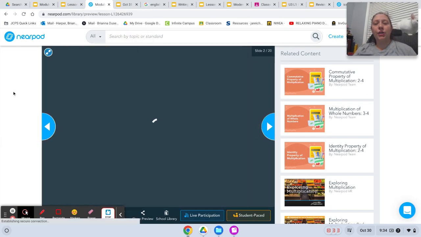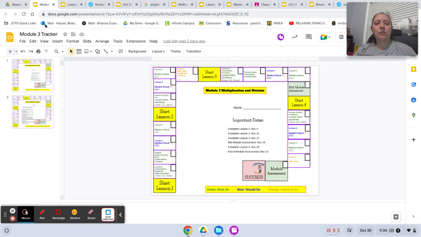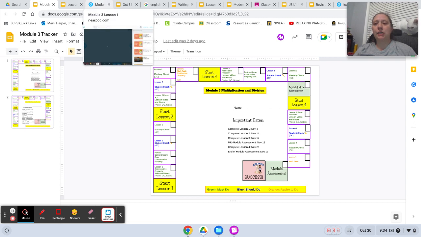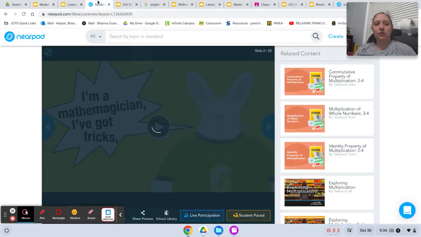And if you don't finish the video, make sure you put whatever slide you're on in this square right here so that you know what to do. Remember, that is the expectation so that we can stay on pace.